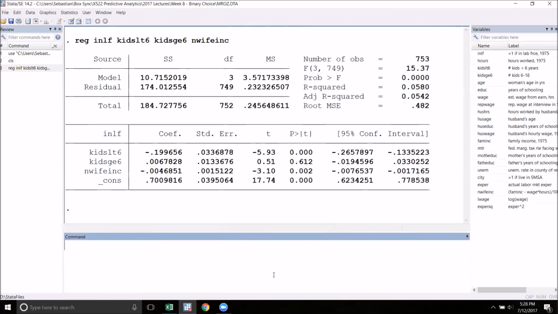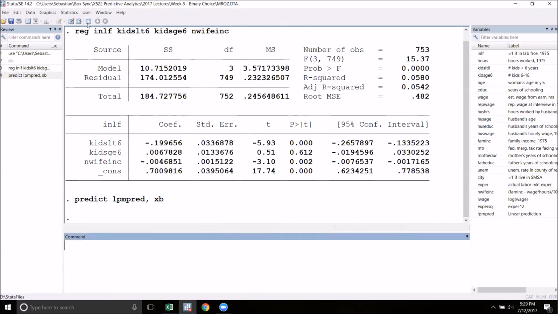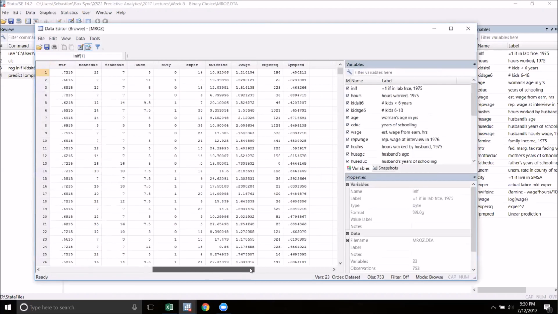The main advantage of the LPM is that it's very easy to interpret. To estimate the probability that a particular woman is going to be in the labor force, we simply plug in the numbers of how many kids there are and the husband's income, and we just add these up, just like we would do with any regression. We can get this using the predict command. I'll call this LPM prediction, and we're going to use the xb option, just like we usually do with a regular regression. If I go into the data browser, I can see these predicted probabilities.